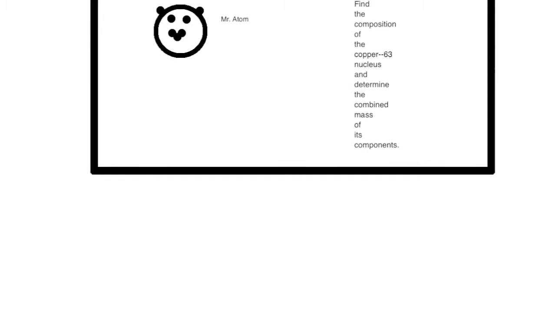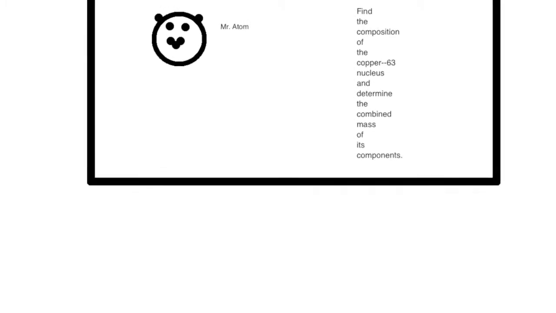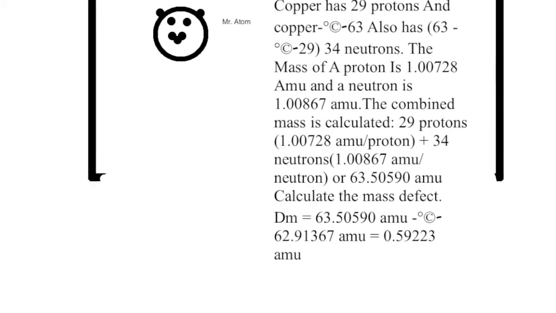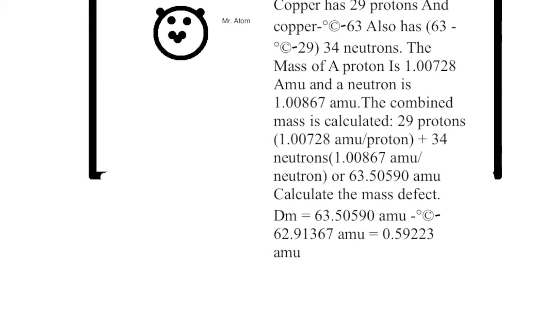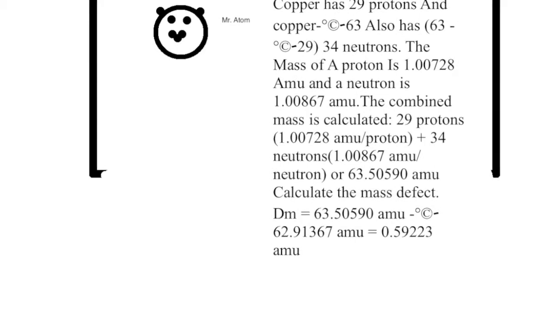Atom. Find the composition of the copper-63 nucleus and determine the combined mass of its components. Copper has 29 protons, and copper-63 also has 63 minus 29, 34 neutrons. The mass of a proton is 1.00728 AMUs, and a neutron is 1.00867 AMUs.